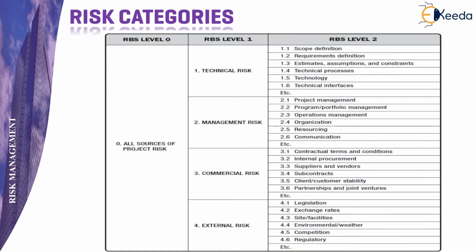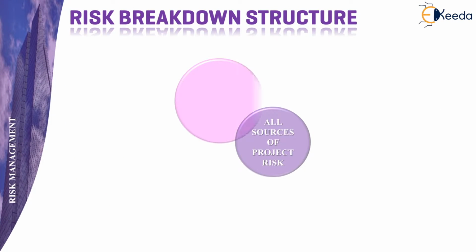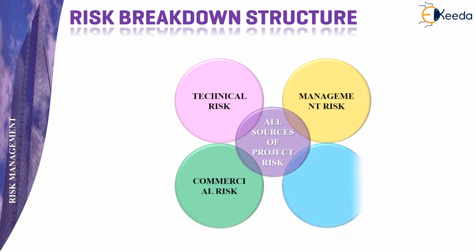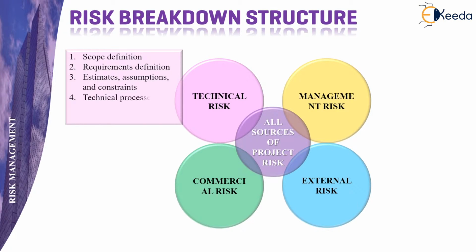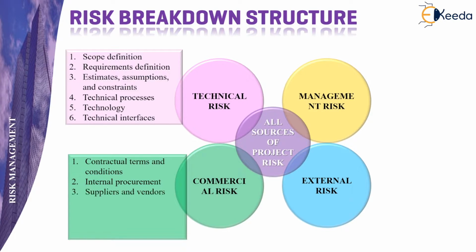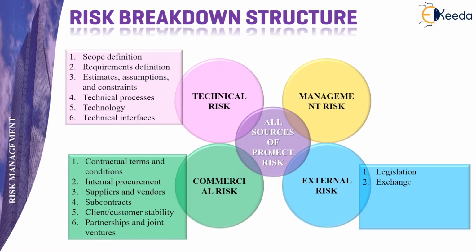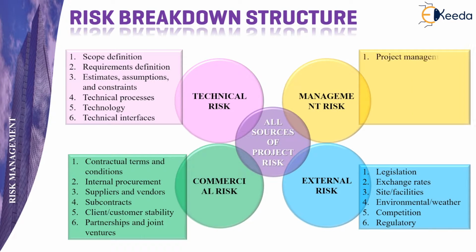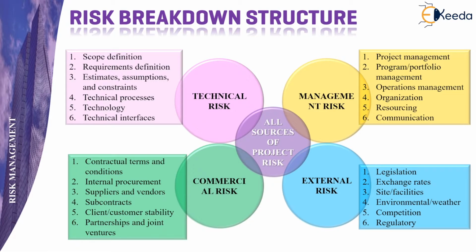The main risk categories or classification of risk are done in the following four types, that is technical risk, management risk, commercial risk, and external risk. This gives us the risk breakdown structure to understand each of them in detail. Technical risk can be related to the scope, various definitions, estimates and assumptions, technical processes, technology, and technical interfaces. Management risk deals more with the project management approach, the organization, its communication, resourcing, and operations management.